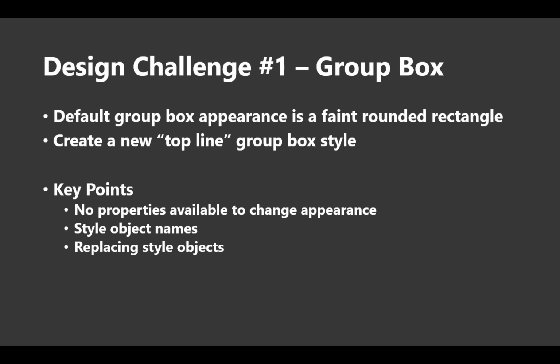So the key points that we covered in this particular group box example was the importance of style object names, making sure that when we replace a style object, we keep the structure of style objects intact with their names so that the control that we're customizing can access those styles if they need to reference them, to make changes and so forth.